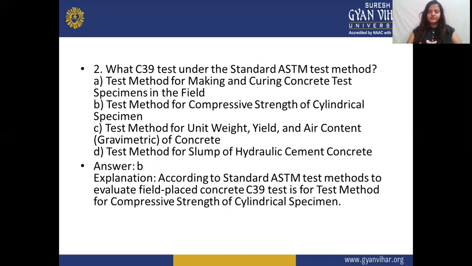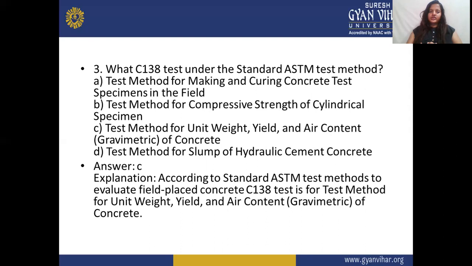According to the standard ASTM method to evaluate field placed concrete, the C39 test is for test method of compressive strength of the cylindrical specimen. So C31 was for square or rectangular specimens, whereas C39 is for cylindrical specimens.